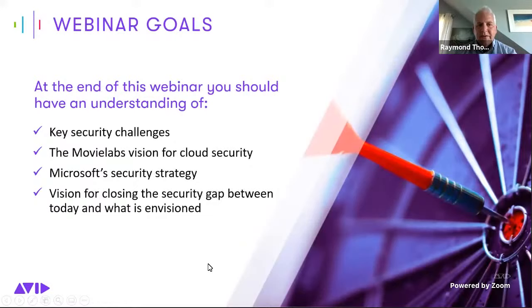So at the end of this webinar, you should have a pretty good understanding of not just the key security challenges that exist today, but also of the overarching Movie Lab's vision for cloud security and some of the things that have to happen between now and then in order to achieve some of what's laid out in the paper. And then we'll also talk through some of Microsoft's strategy as we're talking through the overall discussion. And then at the end, we'll take some questions, and we'll hit on the vision for how we close some of the existing security gaps that exist today.